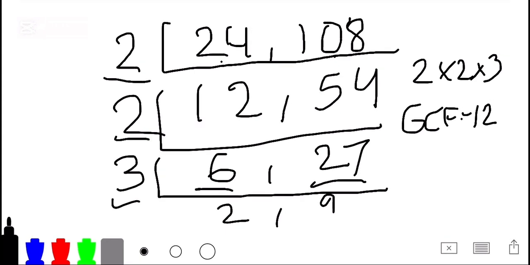And what the GCF means is that it can go into both numbers evenly, and it's the greatest number that can do that. So 12 can go evenly into 24 and 108, and it's the biggest number which can do that.